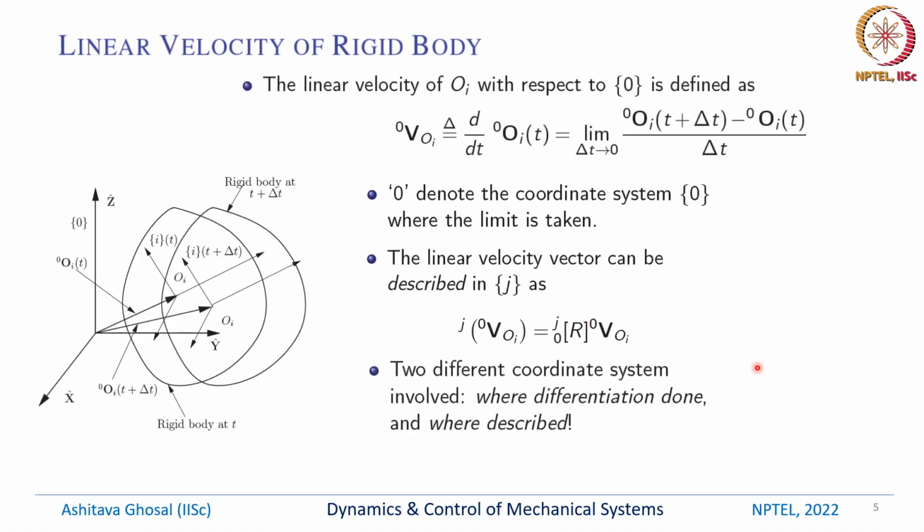So any linear velocity vector of a rigid body, or of a point on the rigid body, can be associated with two different coordinate systems. This is a very useful thing to recognize and also very basic, and we'll see later on that it should not cause any confusion. The two different coordinate systems are the one in which the difference or derivative is taken, and the other one in which this velocity vector is described.